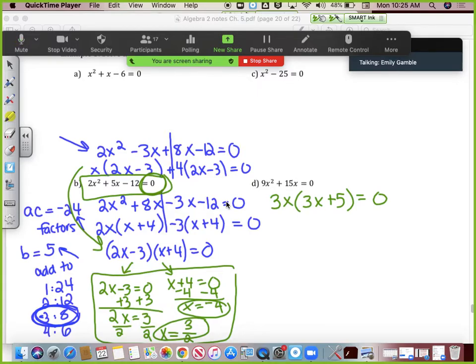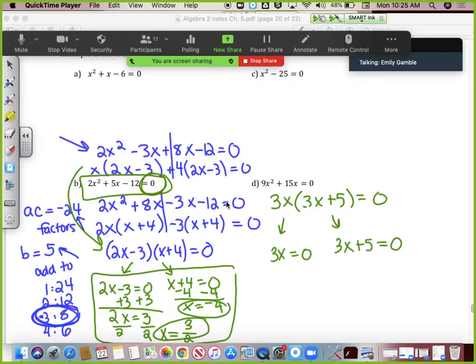When you have any common numbers that share any factors, like 3x plus 6, that would not be considered factored completely because 3x and 6 share a common factor of 3. But because 3x and 5 are relatively prime, it is factored completely. So you would separate this into 2 separate equations: 3x equals 0 and 3x plus 5 equals 0.